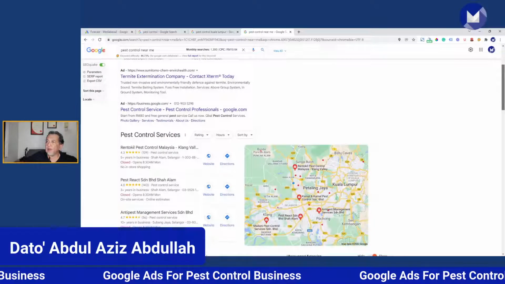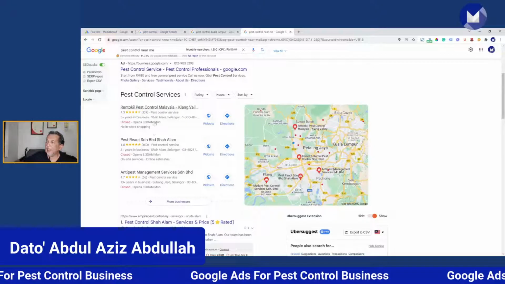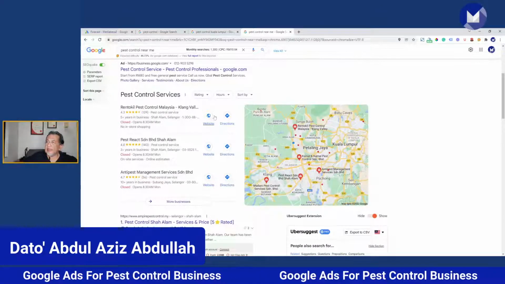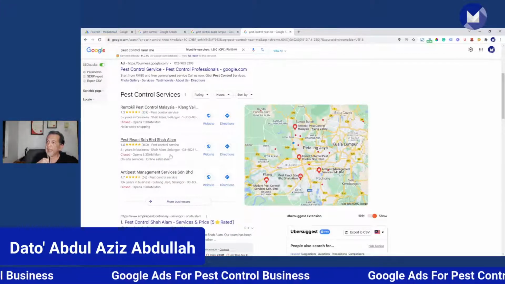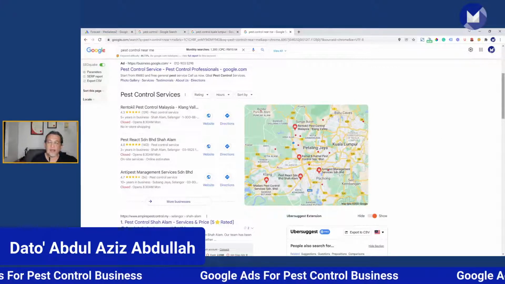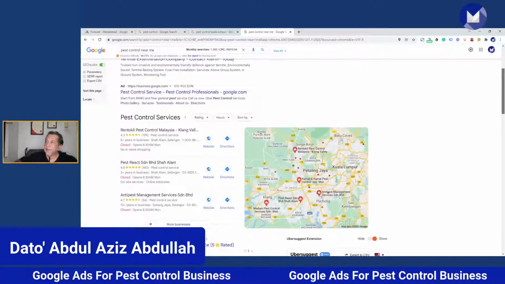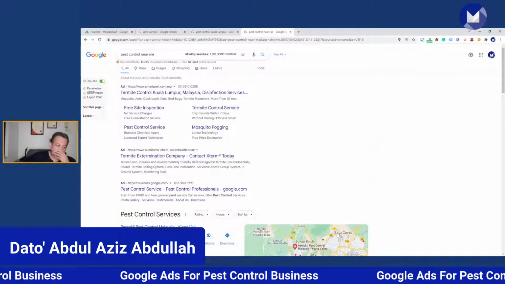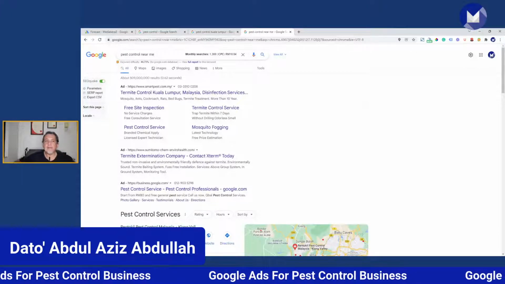Or another method that I probably use is to look at the maps, and see which pest control companies are nearby my location. Of course, these people are not advertising. They are optimizing their position on Google Maps, which I explained in my previous live stream last week about Google Maps listing. But what I'm showing now is that these 3 companies are actually advertising on Google for this particular service.